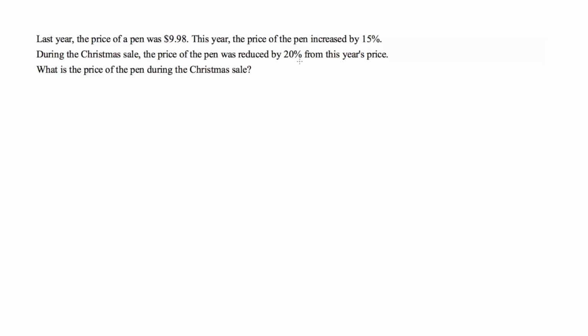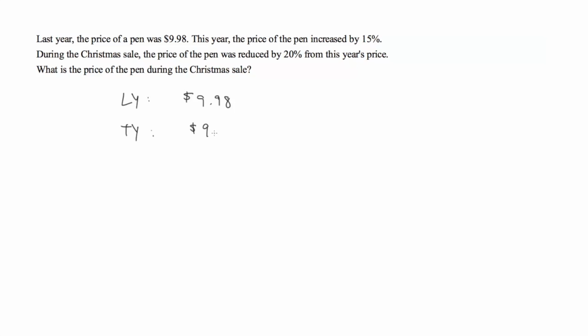So we have a few increases and decreases, or a few changes of percentages here. So we just want to keep track and go in chronological order. So I'll start with last year. The price of the pen was $9.98. This year, the pen increased by 15%.